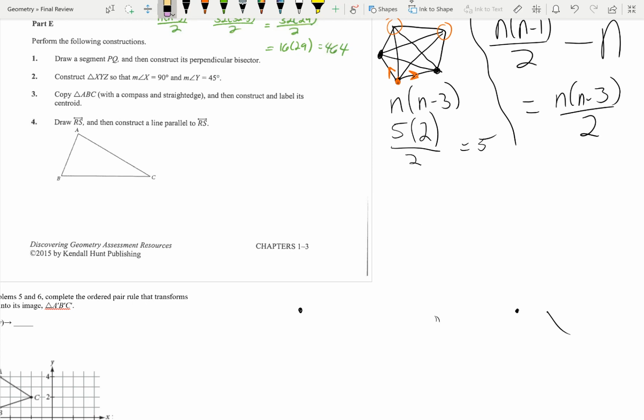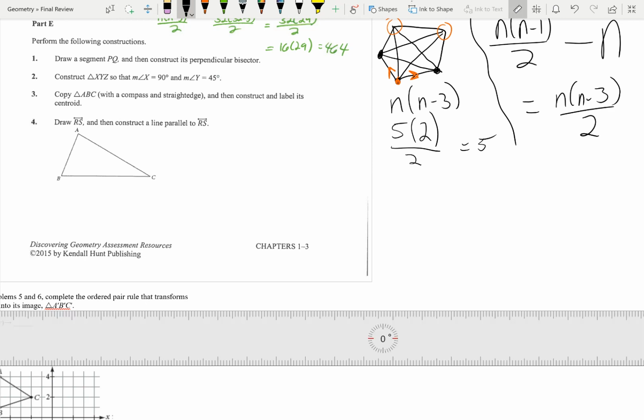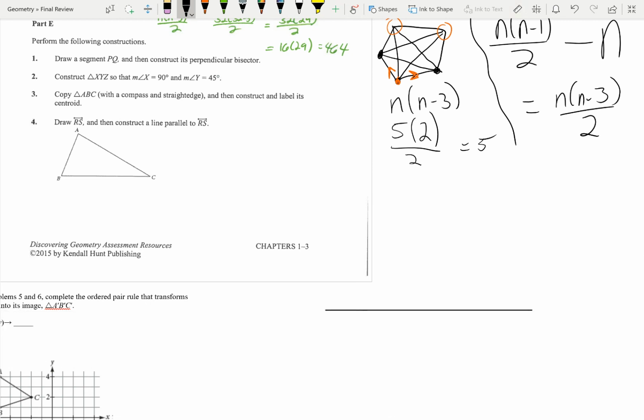Next, it says to construct triangle XYZ, where X is 90 and Y is 45. To do that, again, we draw a line segment, swing an arc, and connect it. We have a 90-degree angle. So how do we get a 45? Well, you could do an angle bisector of that and you get a 45.